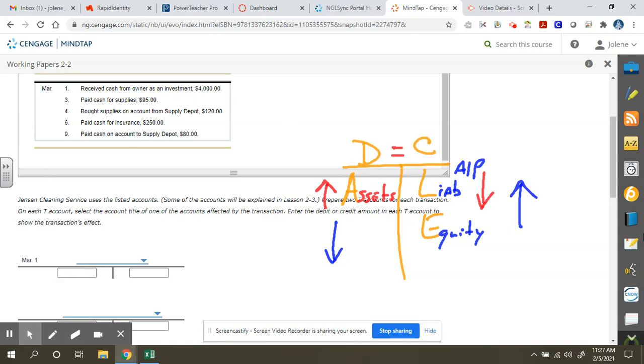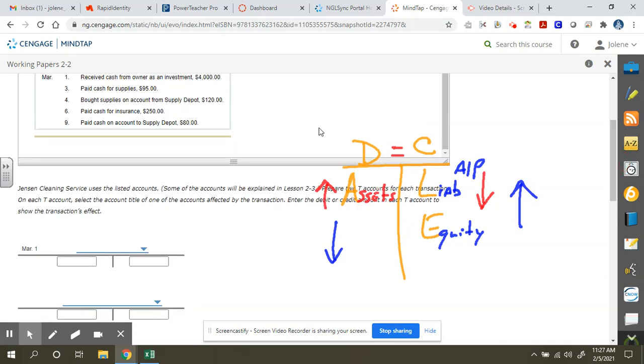Okay, so I've got received cash from owner as an investment for $4,000. Now I know right off the bat, 4,000's got to go in the debit and 4,000's got to go in the credit because they've got to balance. I know that straight off the top.